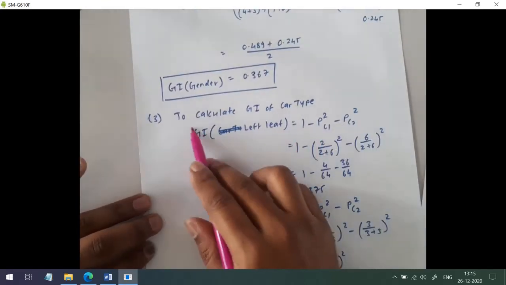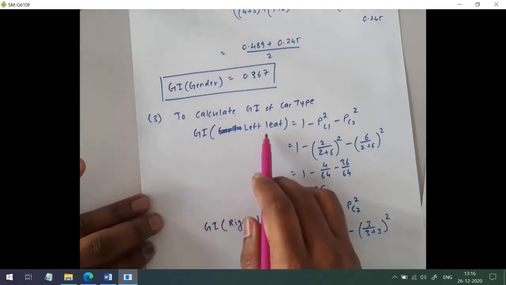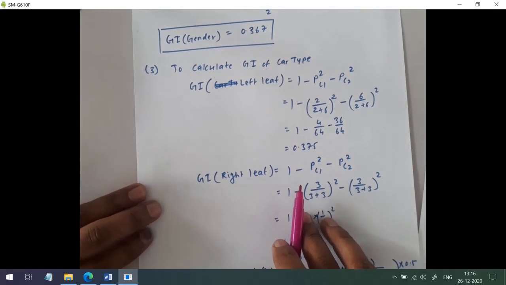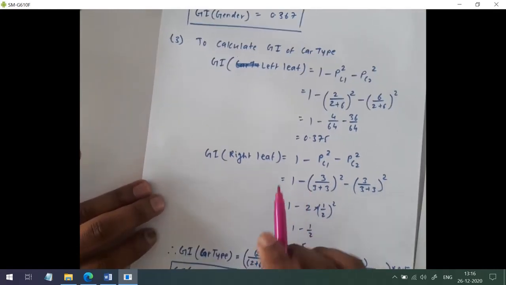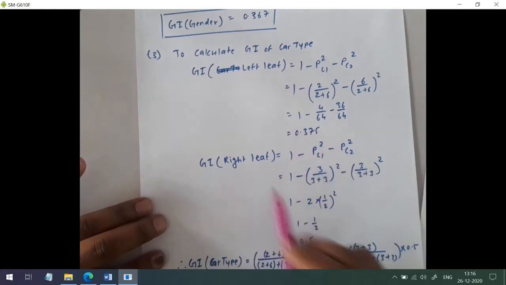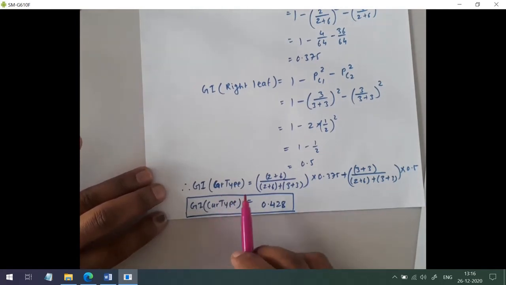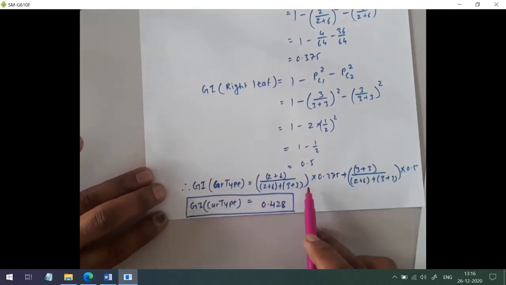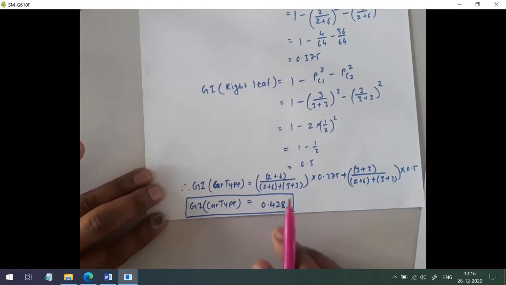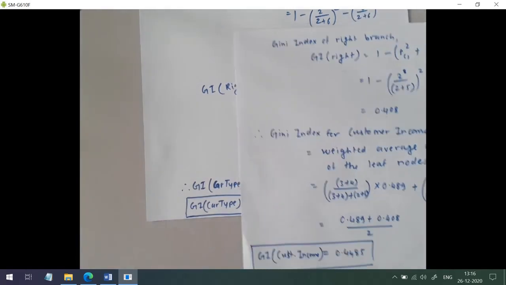Now similarly, to calculate the GI of car type, we calculate the GI of the left branch and then the right branch. As you can see, the GI of the left branch is 0.37 and the right branch is 0.5, and here we have calculated the weighted average of that, and it comes out to be 0.428. In this way we have calculated the GI of each split.